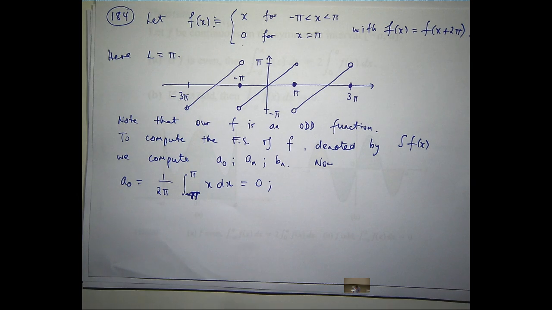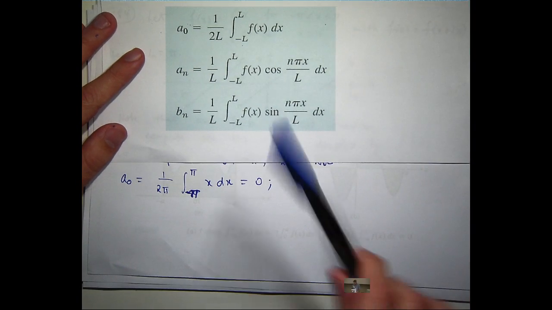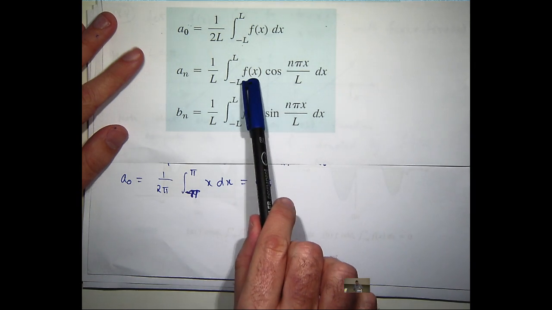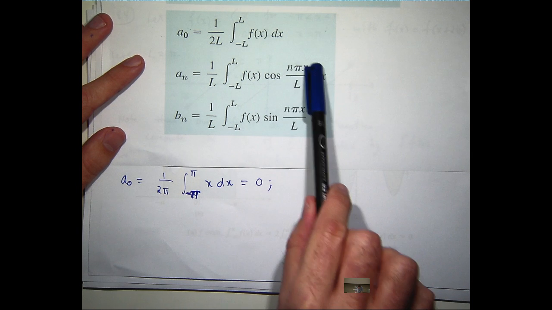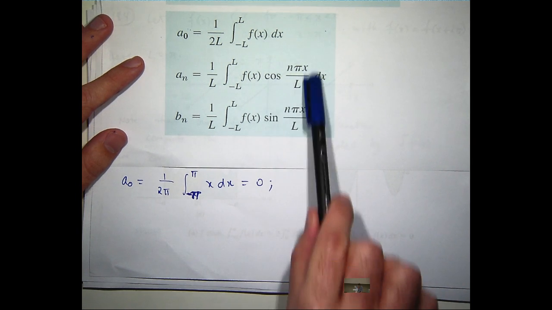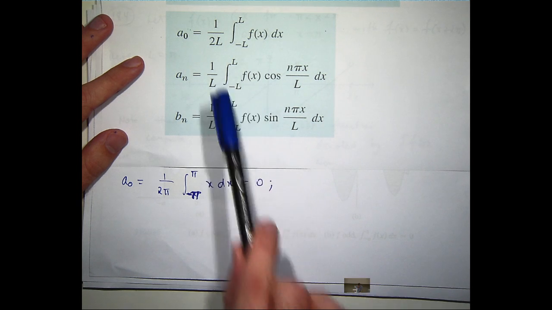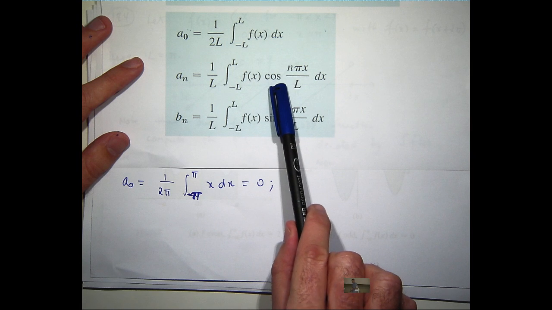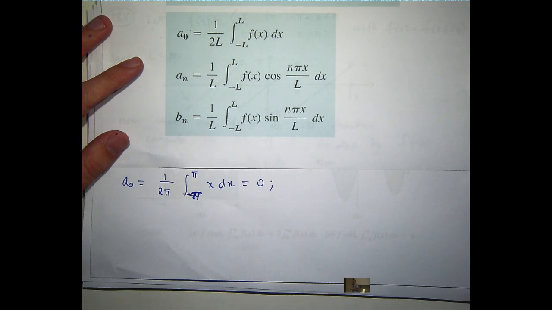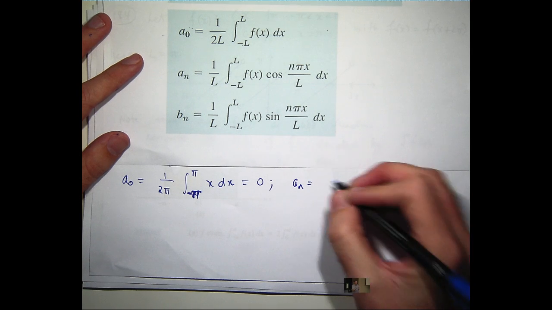Now, what about a sub n? That's a little trickier. Here I've got a product of f of x with cosine. Now, cosine's an even function. Our f of x is an odd function. So what happens if I multiply an odd function with an even function? Anyone know what kind of function I get? An odd function, right. Good.